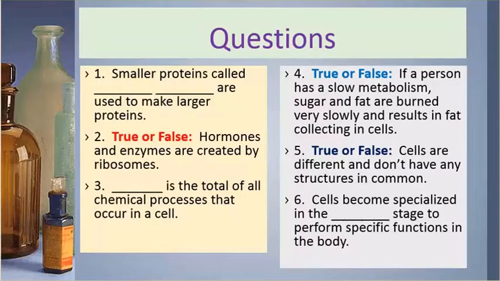Number 3, blank is the total of all chemical processes that occur in a cell. Number 4, true or false? If a person has a slow metabolism, sugar and fat are burned very slowly and result in fat collecting in cells.